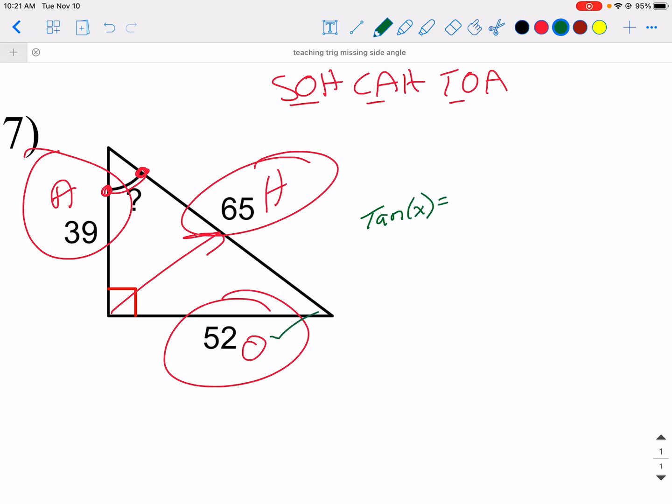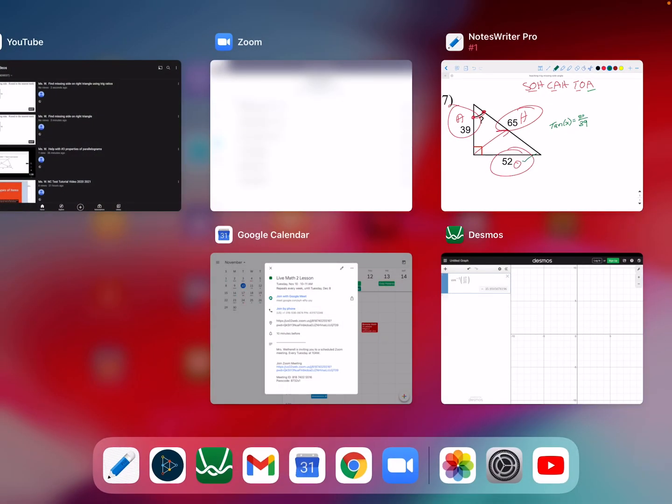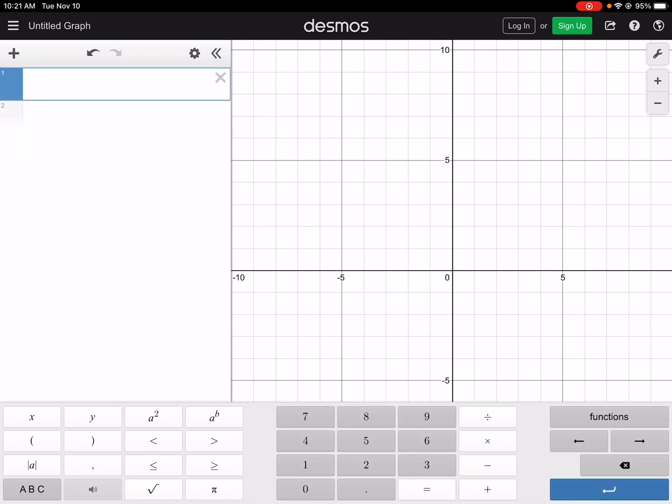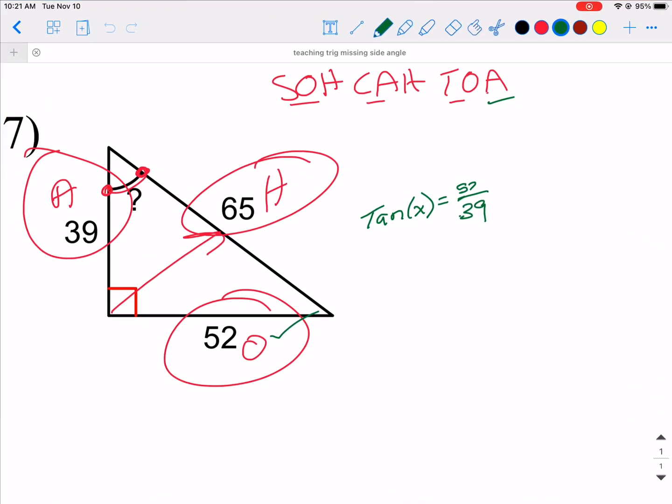Opposite is my 52 over adjacent is my 39. So 52 over 39. So in Desmos, I'm finding an angle, so I'm going to make sure I select tan -1. 52 divided by 39. So that's 53 degrees. So x equals 53 degrees.